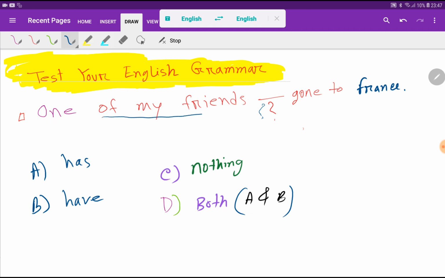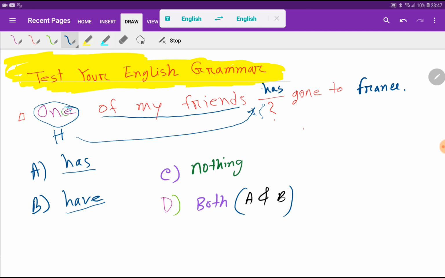Here, "of my friends" is a phrase, right? So "one" here is a head word. The form of the verb will be determined by the head word. Here the head word "one" is singular, so we have to take a singular verb. Here "has" is singular but "have" is plural, so we have to use "has", right?